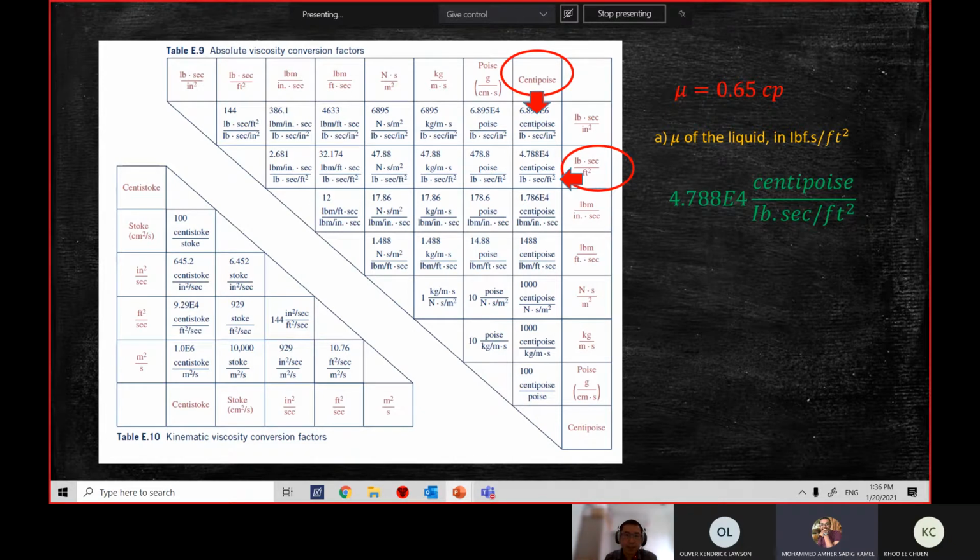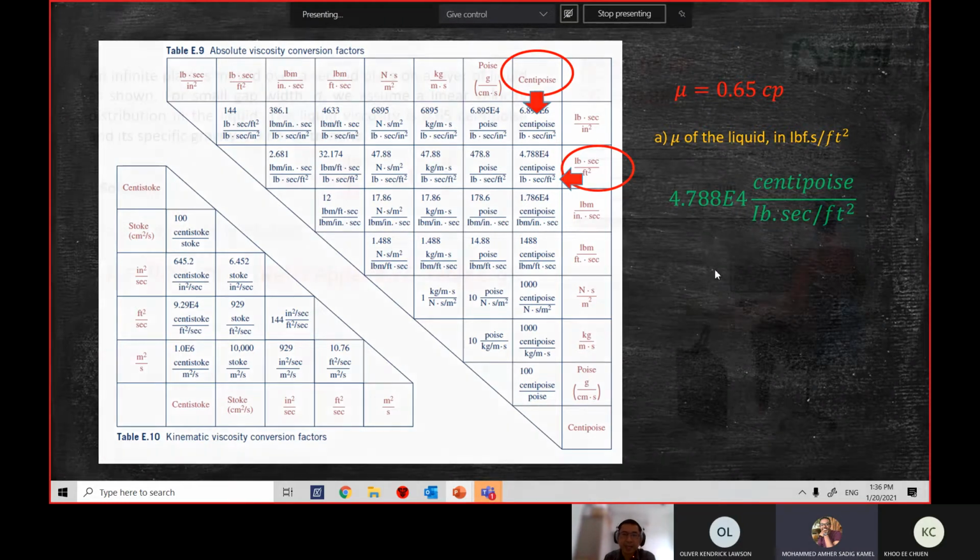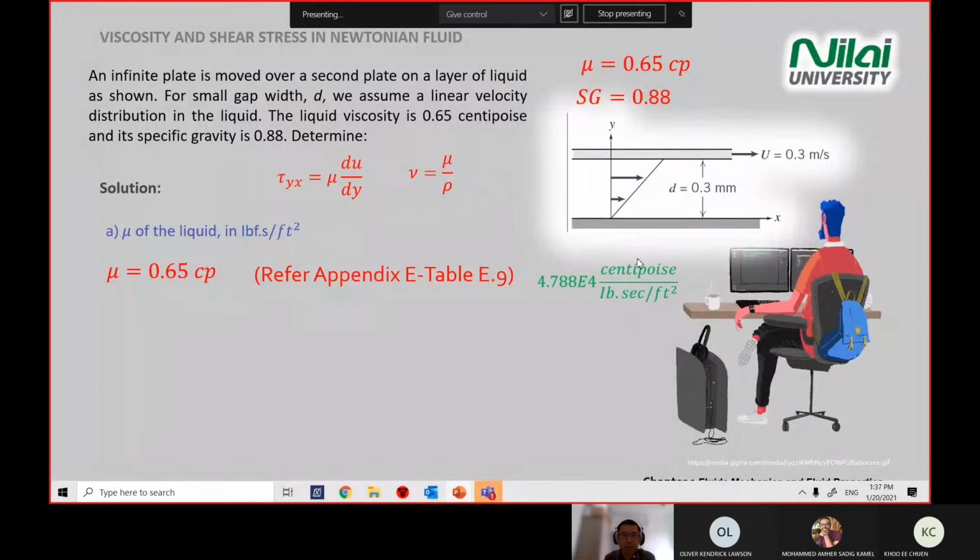Okay, so I'm going to explain what this number means. It means 4.788 10 power 4 centipoise equals 1 pound second, because it is taking centipoise divided by pound. Okay, so now we're going to do the conversion.